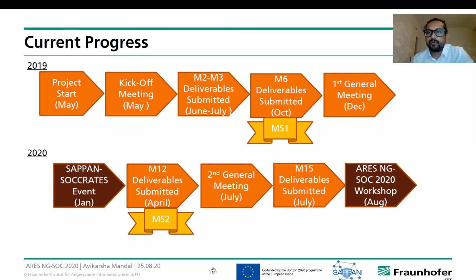So as you see the current progress, the project started in May 2019, and we have submitted the respective technical and administrative deliverables to the EU. And at the beginning of 2020, we had the first interaction with the SAPPAN Consortium in Helsinki, and it was very insightful and a very successful event. We're happy to collaborate with the SAPPAN Consortium again at the ARES NG-SOC workshop, and we look forward to more future collaboration.